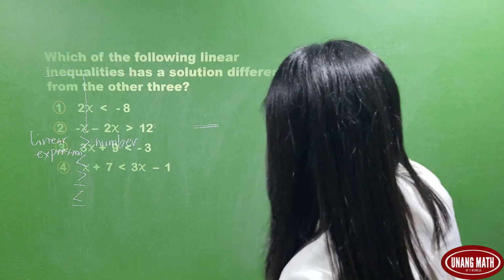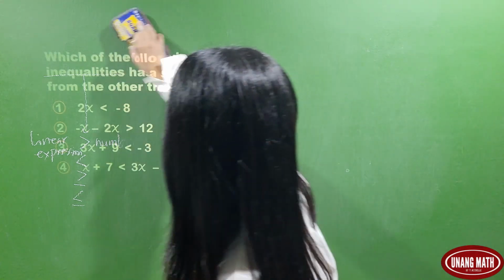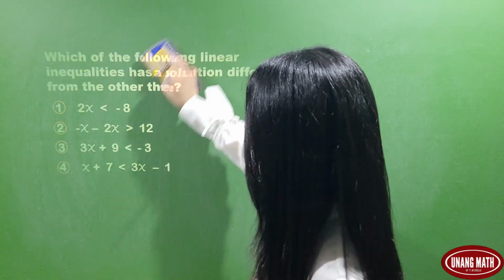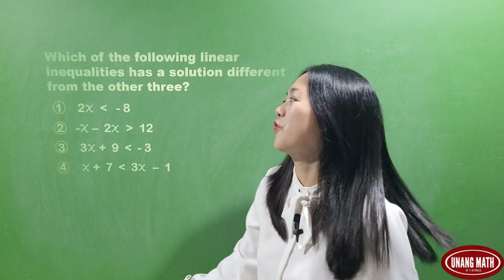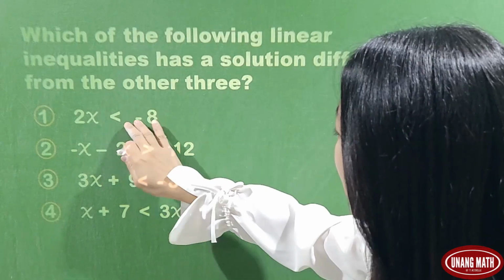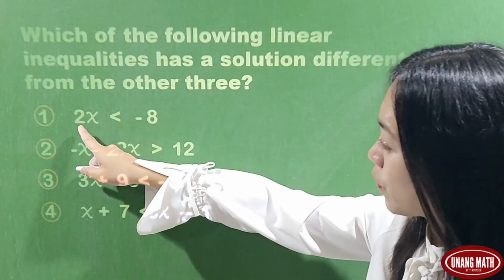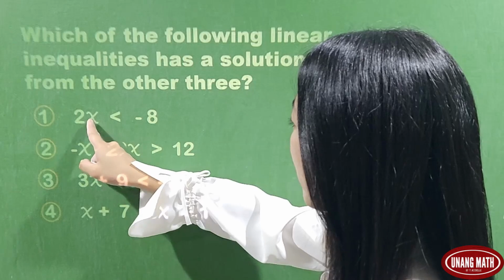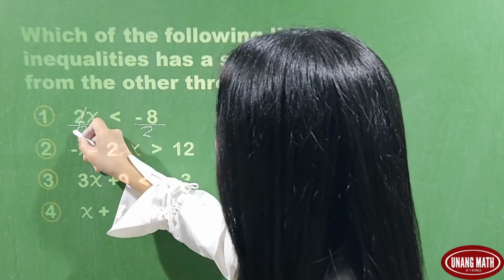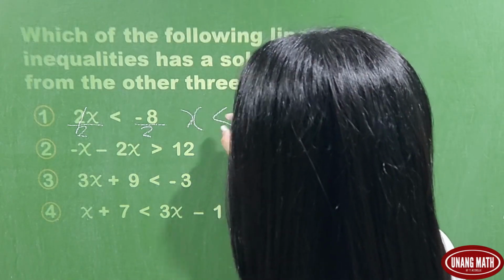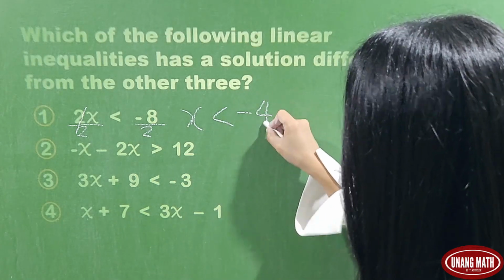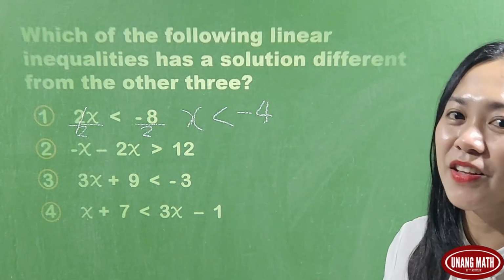Okay, let's also answer this last problem. Which of the following linear inequalities has a solution different from the other three? The first linear inequality is 2x is less than negative 8. If we find the value of x, we just have to divide both sides by 2. So x is less than negative 8 divided by 2, it's negative 4. So x is less than negative 4.